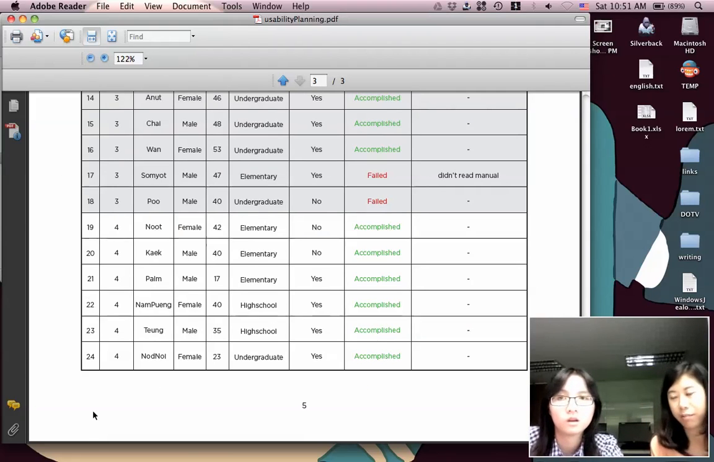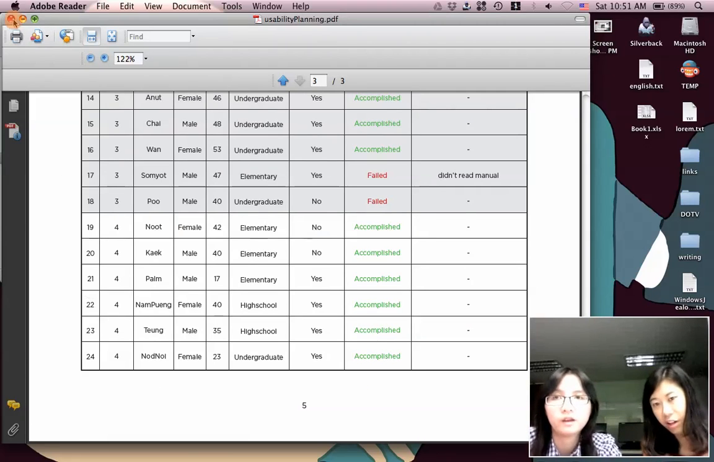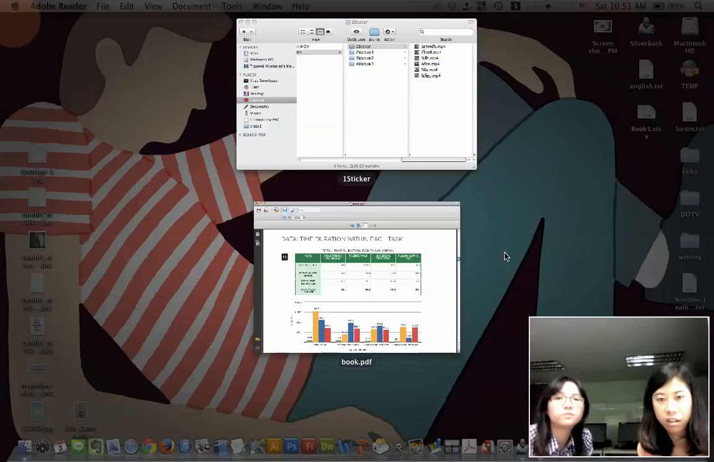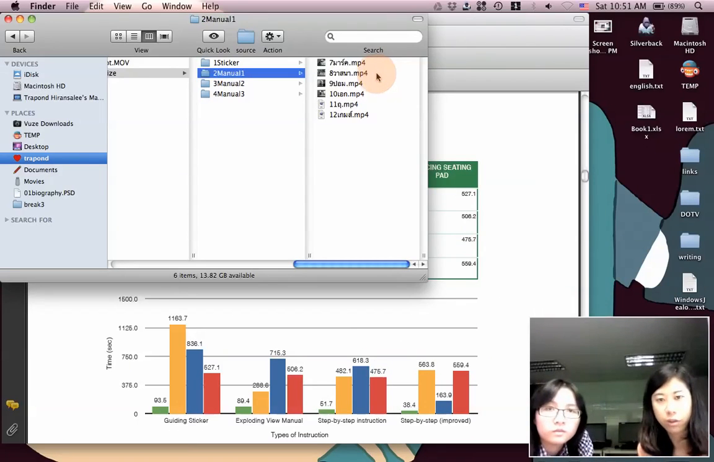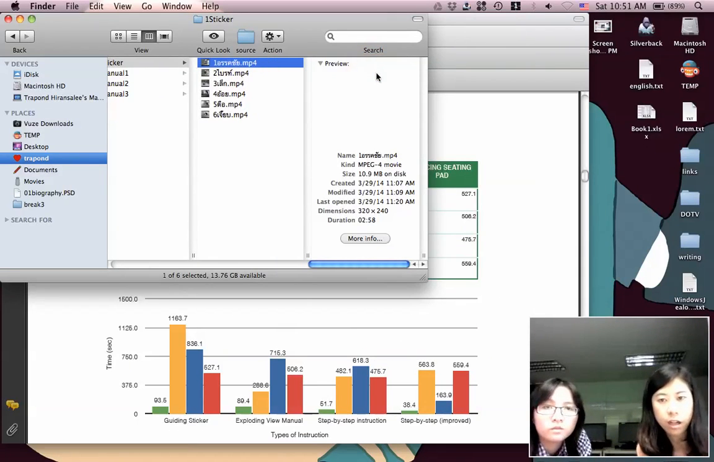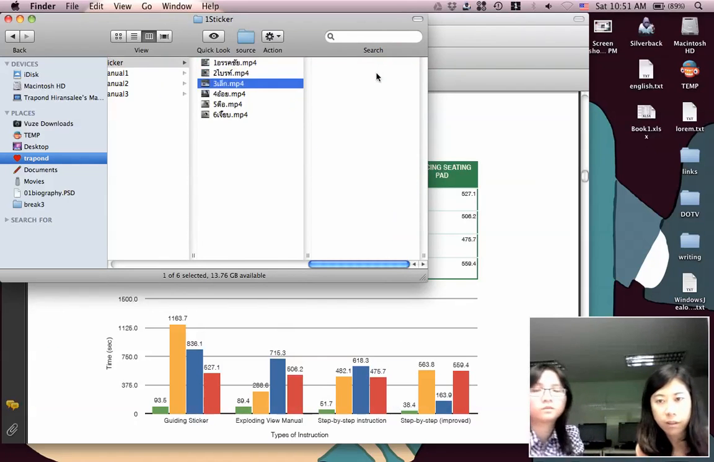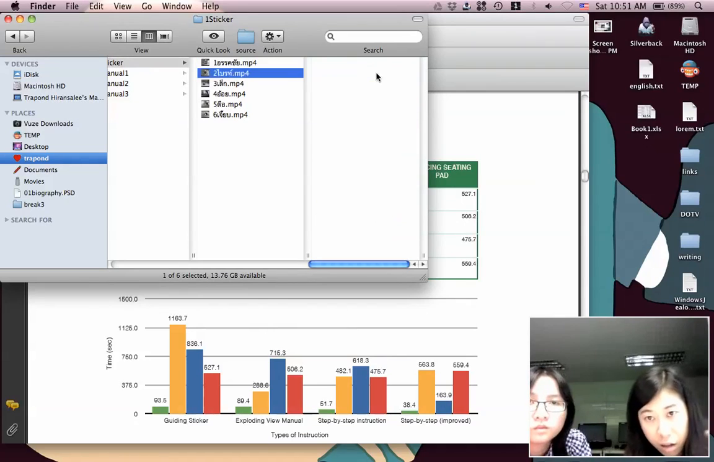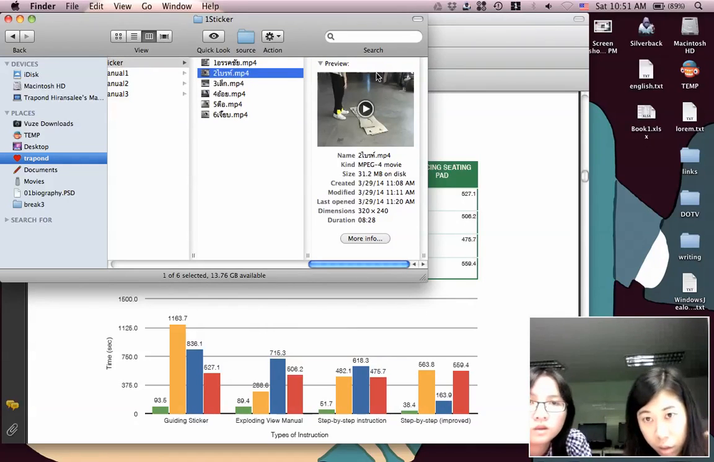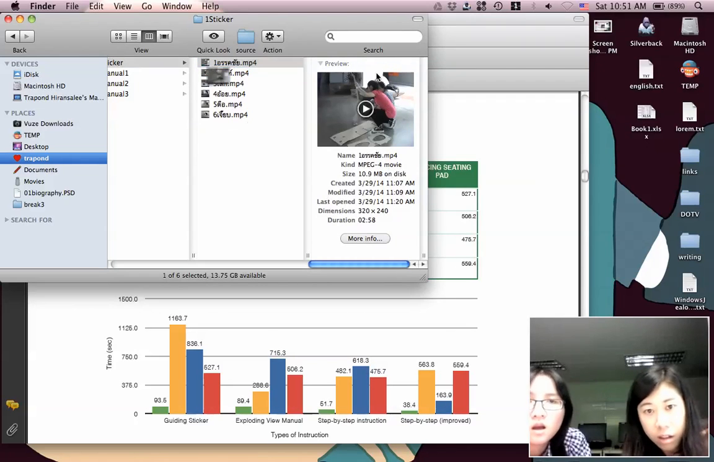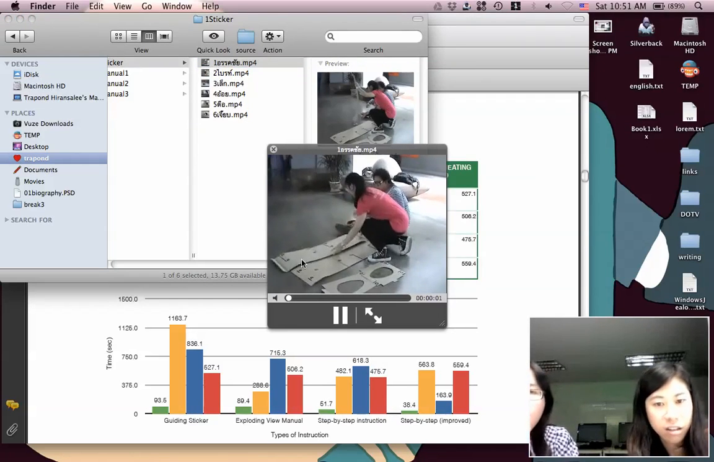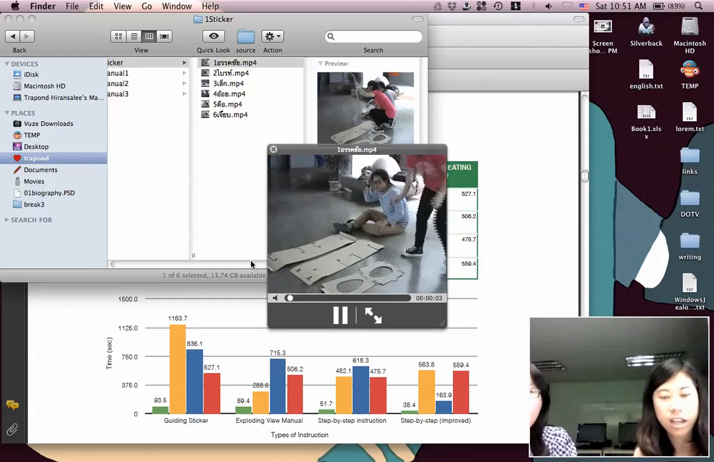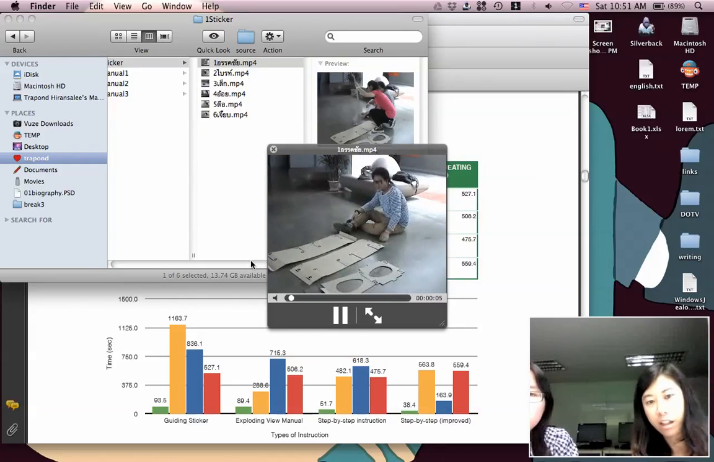Okay, yeah, but video over here. So here we have some examples of the users. The first one is for the guiding sticker manual. We have Akashai. He is the one that accomplished assembling the toilet.